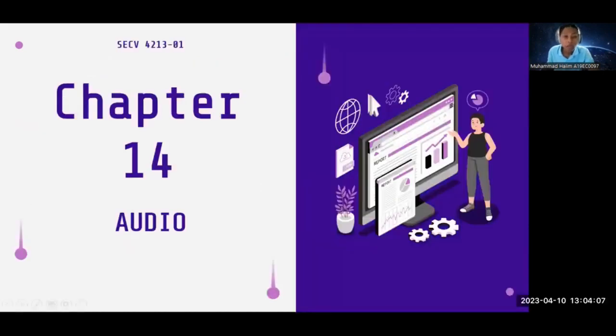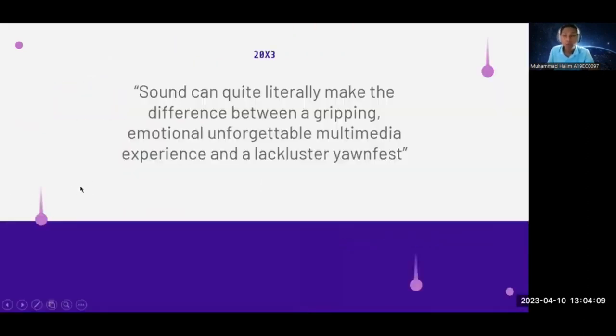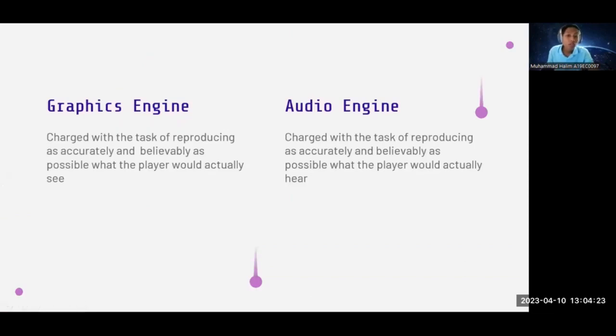So we will go to chapter 14, which is audio. The graphic engine is charged with the task of reproducing as accurately and believably as possible what the player will actually see. Meanwhile, the audio engine is charged with the task of reproducing as accurately and believably as possible what the player would actually hear.